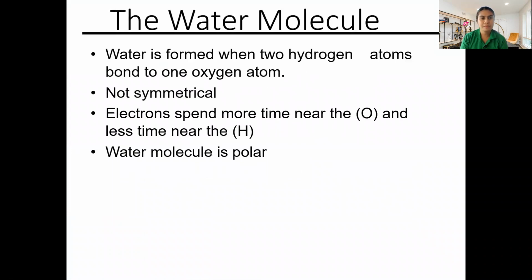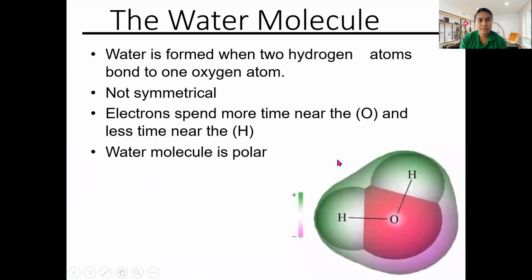Water is formed when two hydrogen atoms bond to one oxygen atom. Not symmetrical. Electrons spend more time near the oxygen and less time near the hydrogen. So the water molecule is polar. So we have here the water is two hydrogen and an oxygen. That's why the formula of water is H2O.